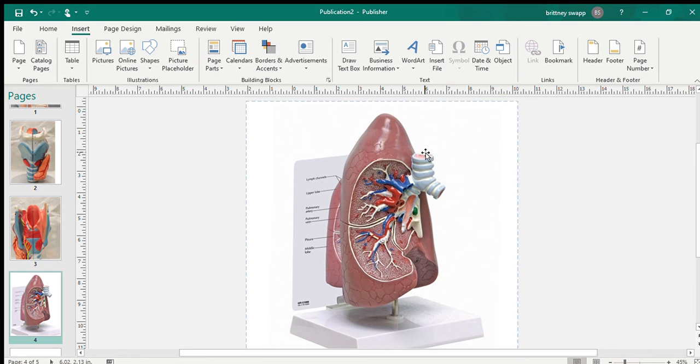So the esophagus comes down. Sorry, the trachea. When I said that, I knew that was wrong. The trachea comes down, and then we have the carina, and it splits off to the primary bronchi. So we have the right and left primary bronchi.